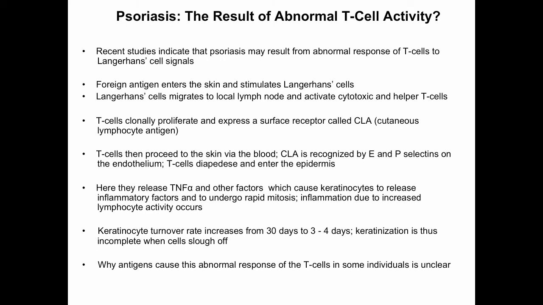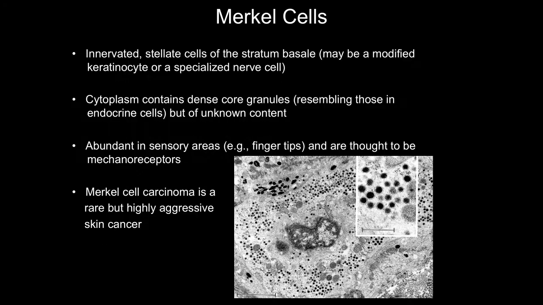Here they're going to release tumor necrosis factor alpha and other factors which will cause the keratinocytes to release inflammatory factors and to undergo rapid mitosis. The inflammation is going to be due to increased lymphocyte activity. Now, the keratinocyte turnover rate, which is normally 30 days, is going to be rapidly increased, so they're going to turn over in 3 to 4 days, and as a result, keratinization is going to be incomplete when the cells slough off. Now, why antigens cause the abnormal T cell response in different individuals is not really clear.